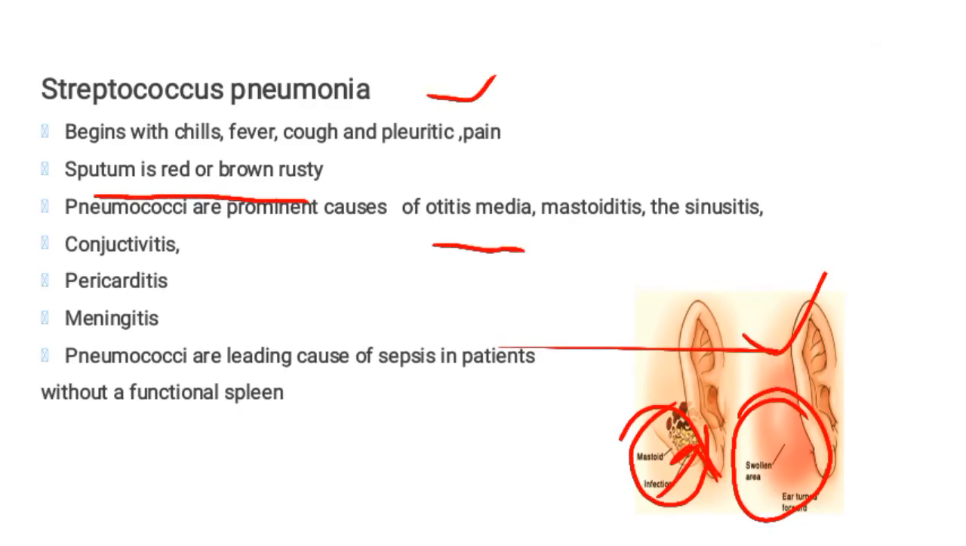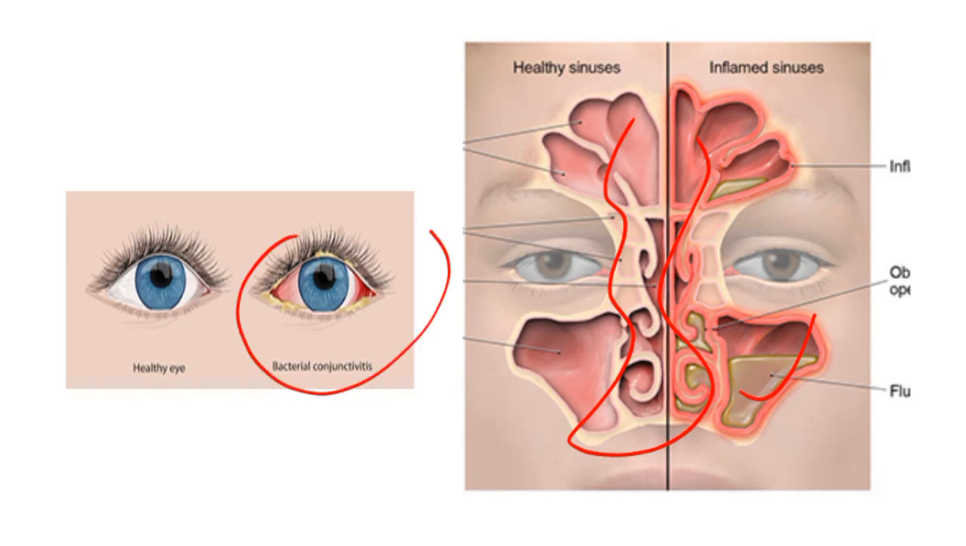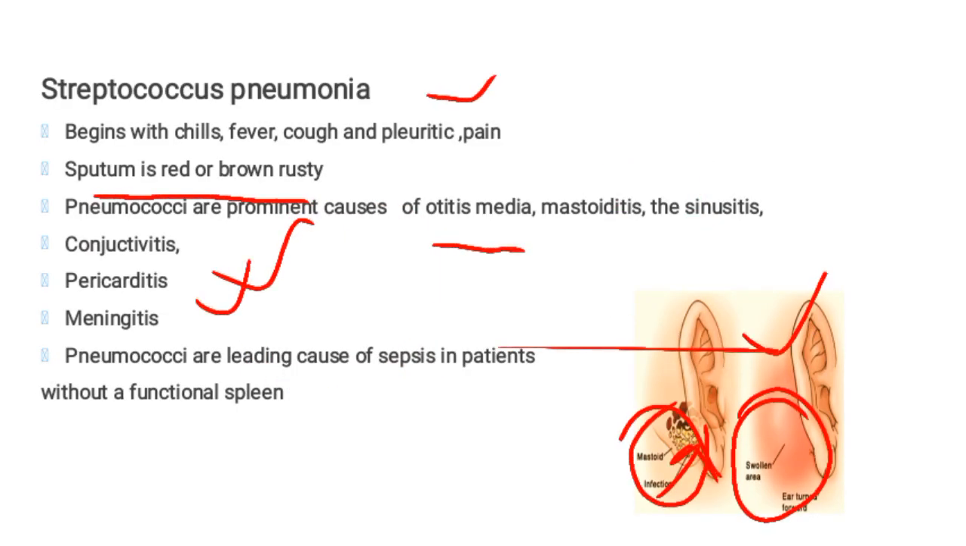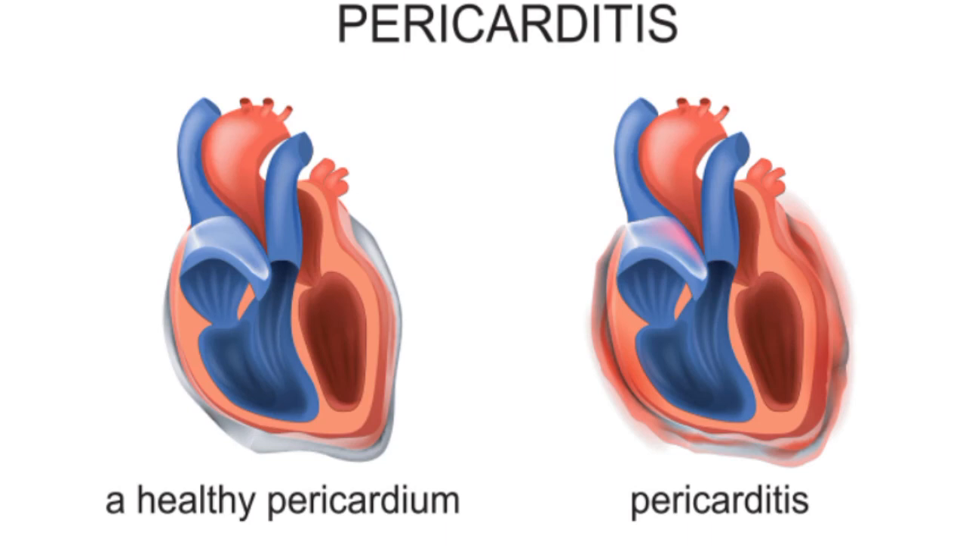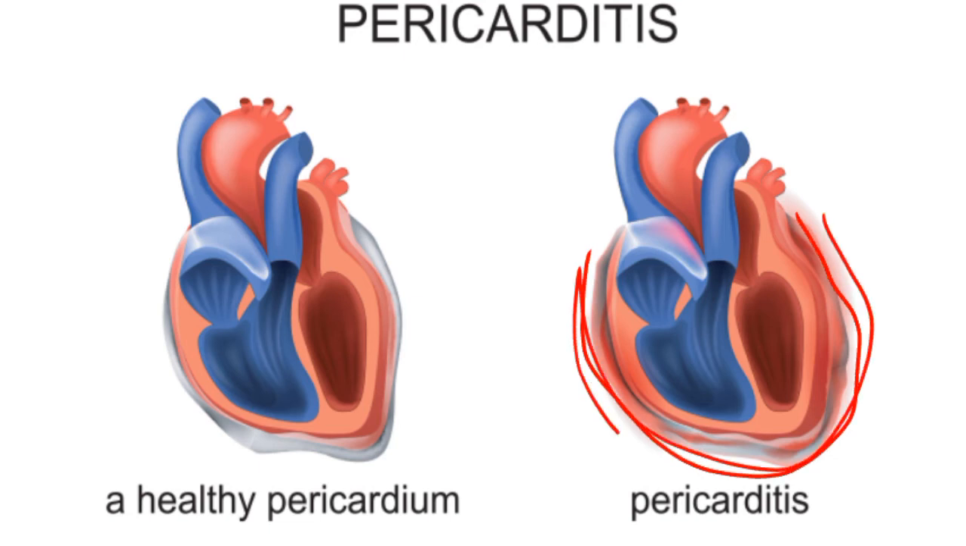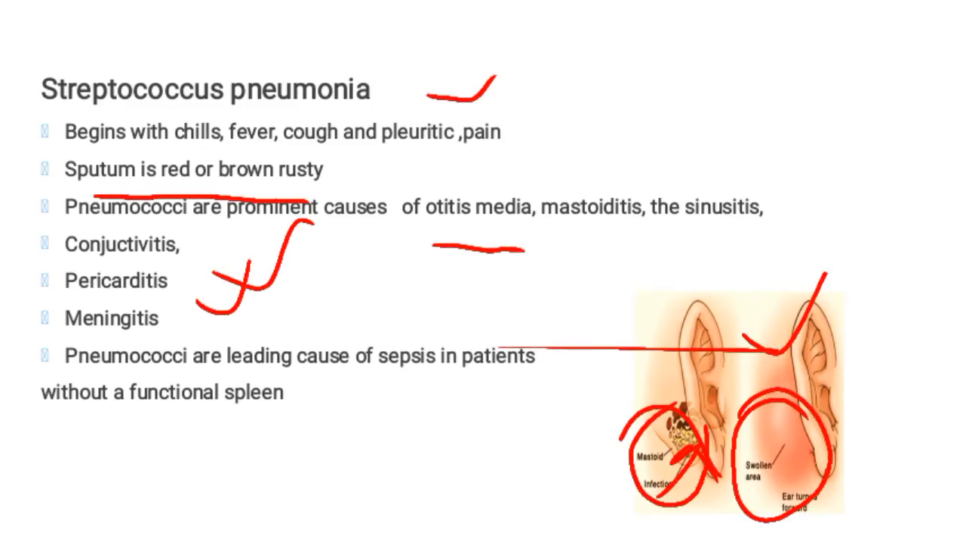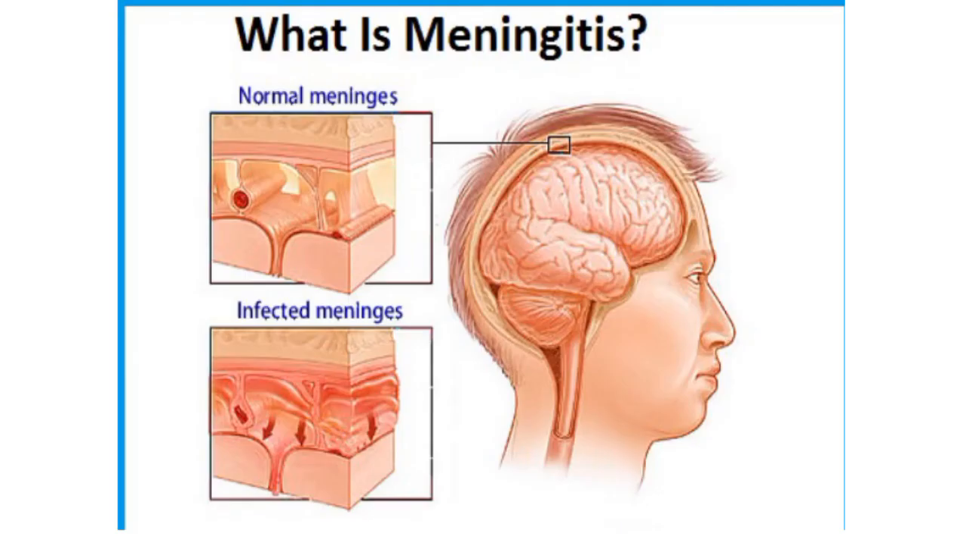It also causes conjunctivitis, meaning the inflammation of the conjunctiva of the eyes. It also causes pericarditis. What is pericarditis? I hope you remember that the pericardium is the layer of the heart. So inflammation of the pericardium is called pericarditis. Strep pneumonia also causes sepsis in the patient. One very important point in the pathogenicity of strep pneumonia is that it mostly causes disease in immunocompromised patients, meaning those who have weak immunity. One of the important diseases caused by strep pneumonia is meningitis, meaning the inflammation of the meninges, as you can see here.